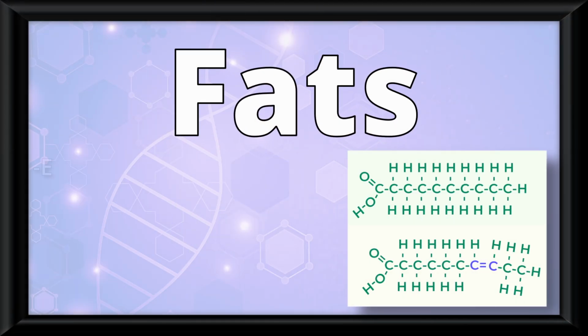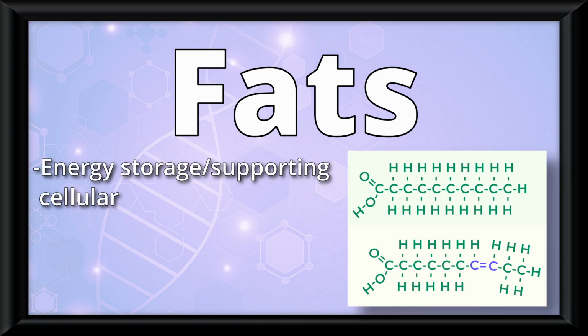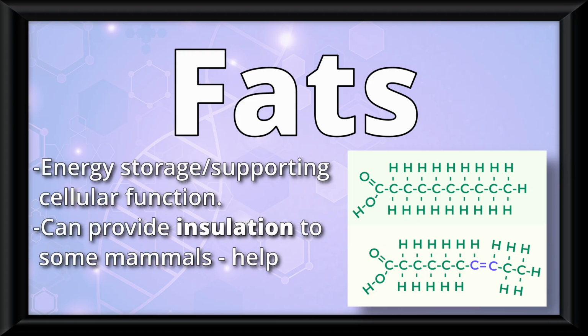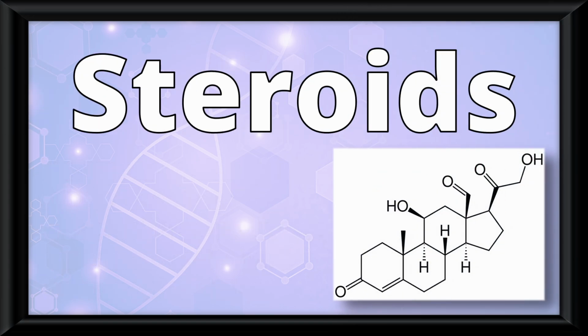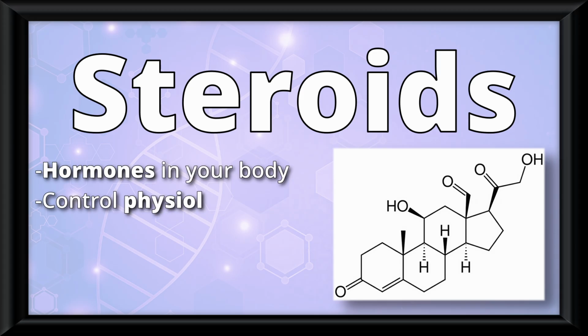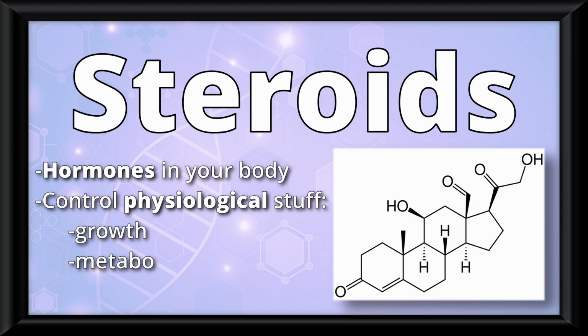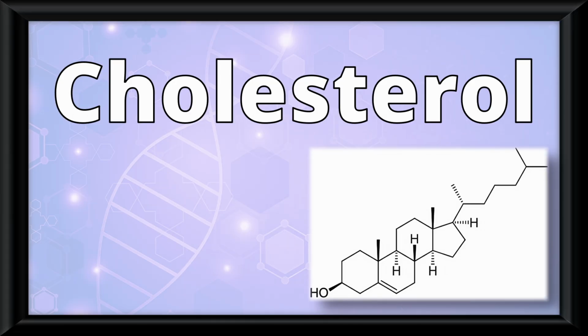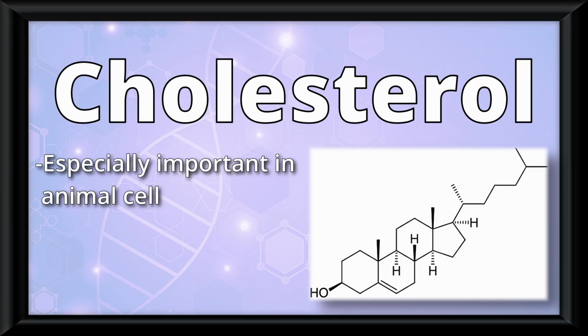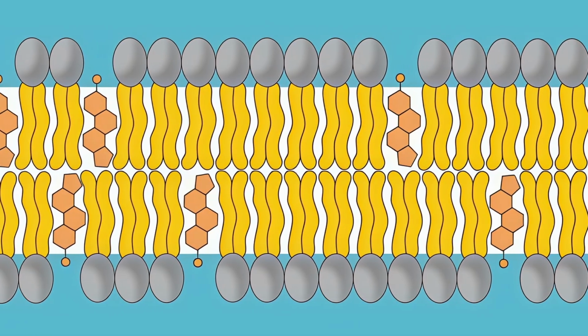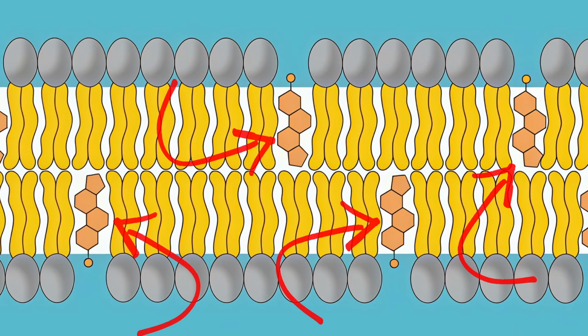Now let's give some examples of different types of lipids and their functions, starting with fats. Fats are important for energy storage and supporting cellular function, and they can also provide insulation to some mammals, which helps the mammals to retain heat. Steroids are another type of lipid that work as hormones in your body to control physiological things, such as growth, metabolism, and homeostasis. On the other hand, cholesterol is a lipid that's especially important in animal cells, specifically being found in animal cell membranes, providing structural stability.